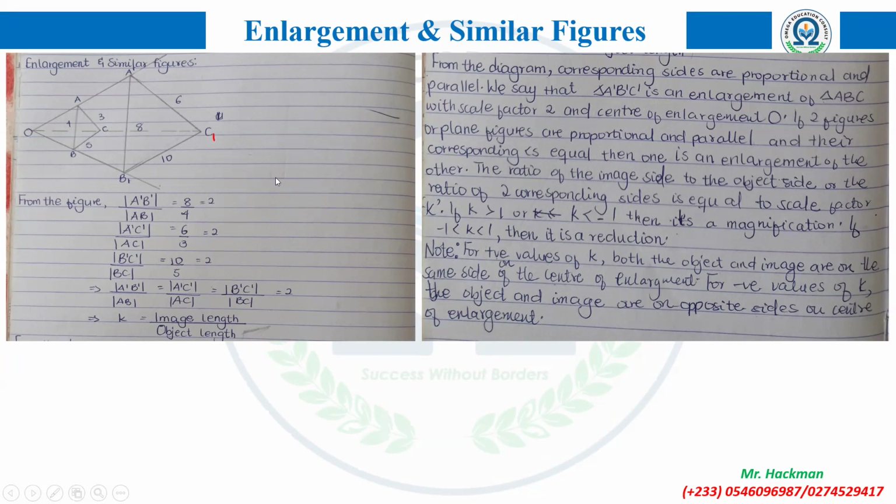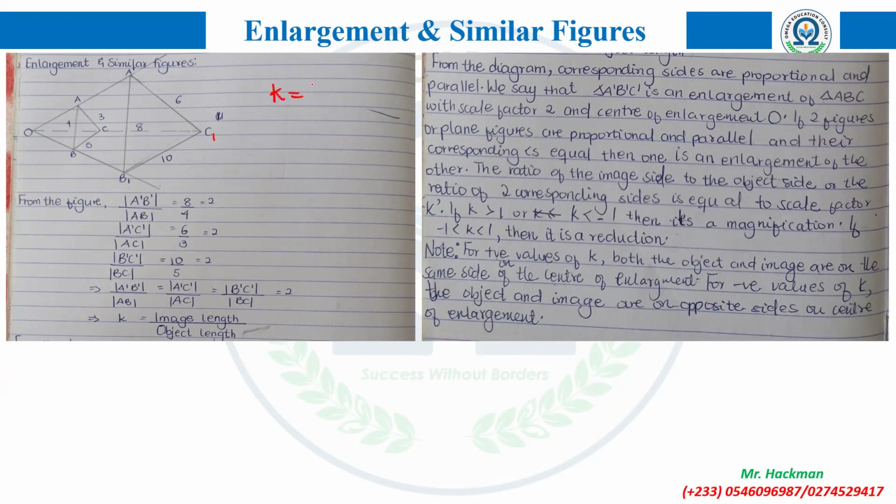So in enlargement, we have magnification and reduction. Enlargement is made up of two, because your scale factor can be less than 1, or can be a fraction. In that case, it will result in a reduction. If it is greater than 1, then it's going to give you magnification. So take note.